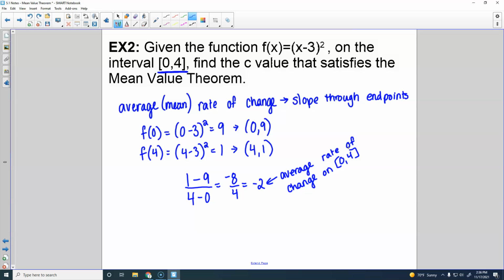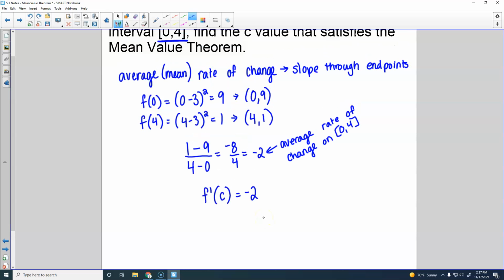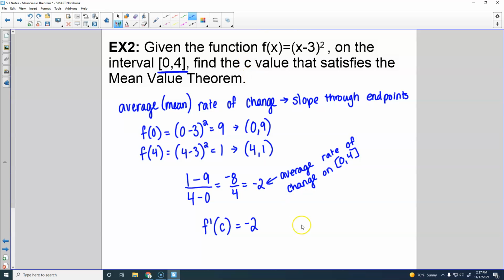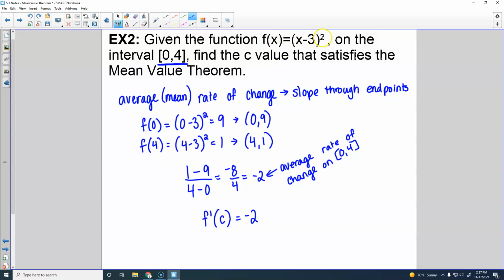So what the mean value theorem tells us is that f prime of some value, I'm going to call it a c because they called it c up here, has to equal negative 2. C is just interchangeable. You could use an x, you could use any letter there, but they used a c. So when you're getting graded, you have to prove that the average rate of change equals f prime of c. So f prime of c is just the derivative of f of x, right? Yeah. So what we want to do is find what that value actually is.